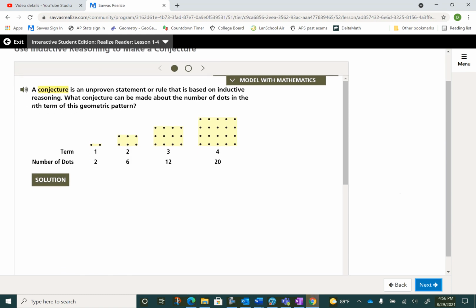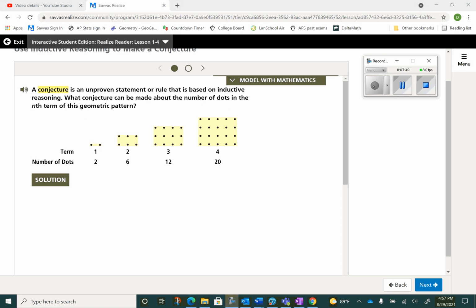So a conjecture is, in some cases, described as an educated guess. Sometimes in science class, you will hear a conjecture is fairly synonymous to a hypothesis. So a conjecture is an unproven statement or rule based on inductive reasoning, and the key thing here is, sure, we can come up with conjectures all we want.